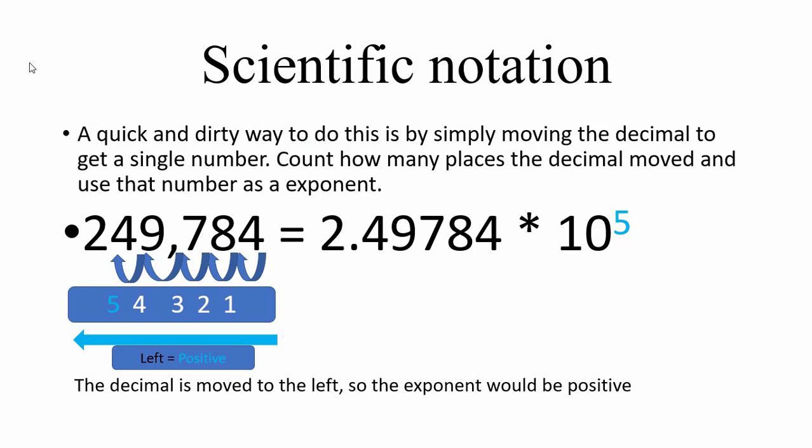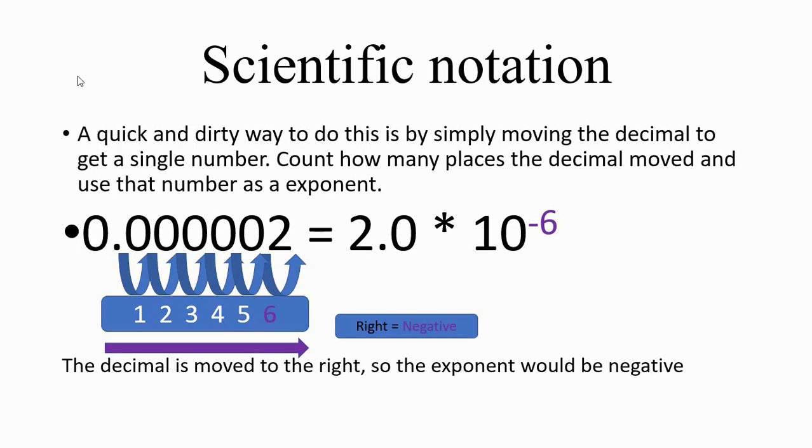A quick and dirty way of doing this is simply moving a decimal to get a single number. Count how many places a decimal moved and use that counted number as the exponent of the exponential. The decimal was moved to the left, so the exponent would be positive. Looking at this small number, we can move the decimal to get a single digit. Count how many places the decimal was moved and use that counted number as the exponent of the exponential. The decimal was moved to the right, so the exponent would be negative.